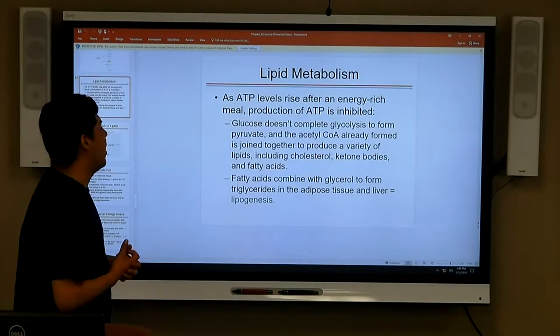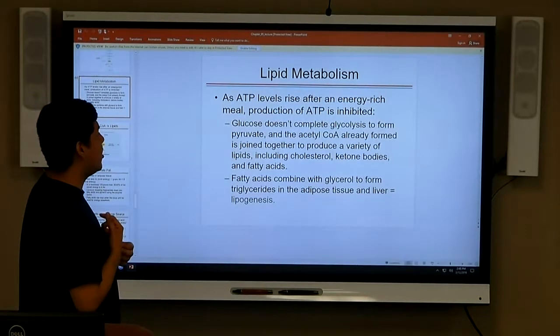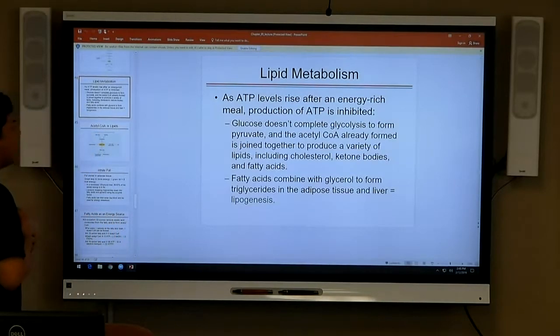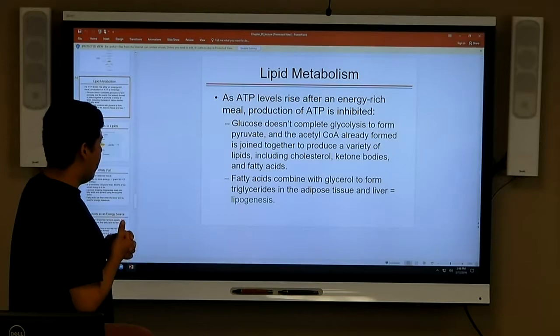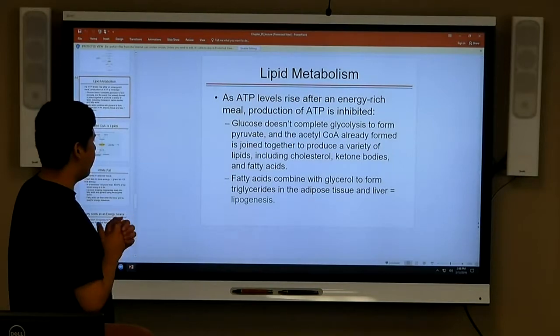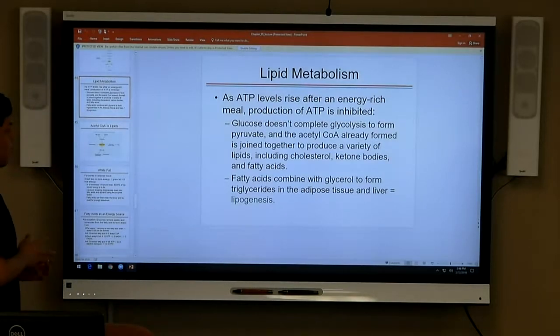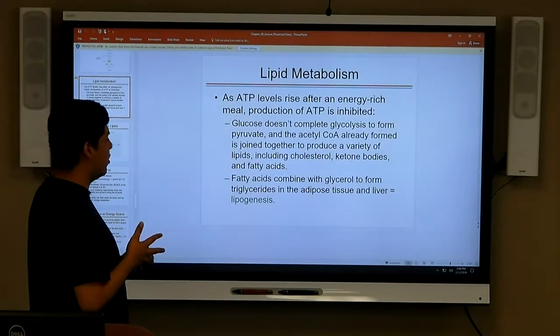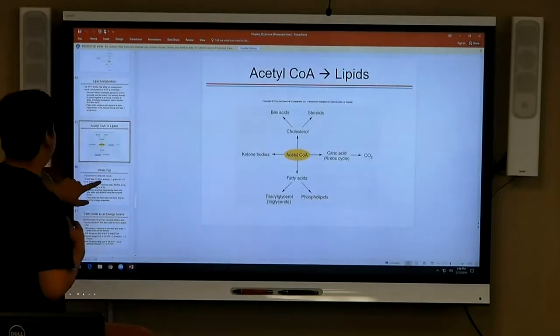Lipid metabolism. As ATP levels rise from an energy-rich meal, production of ATP is inhibited. Fatty acids combine with glycerol to form triglycerides in the adipose tissue and liver, called lipogenesis.